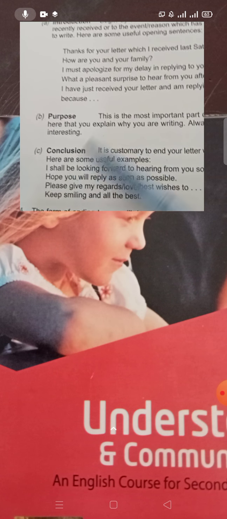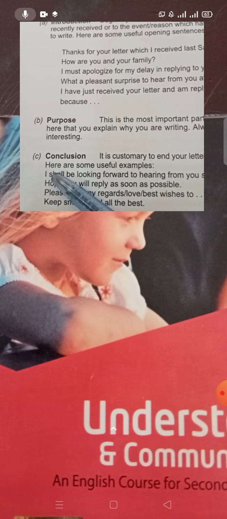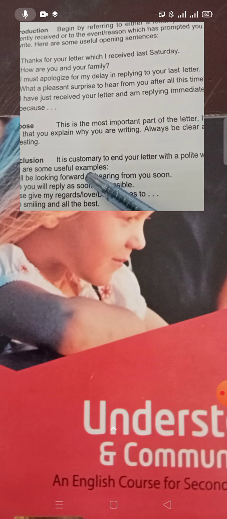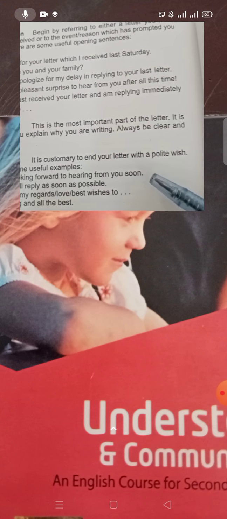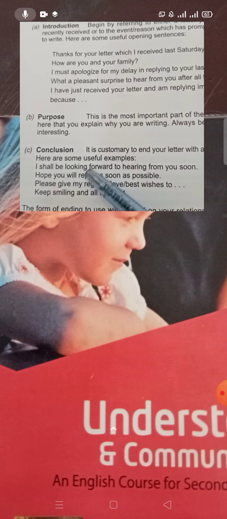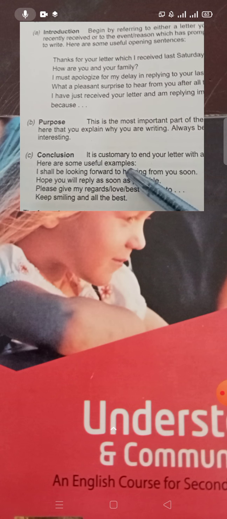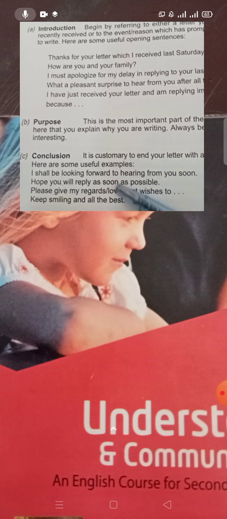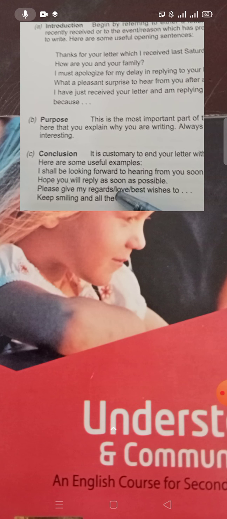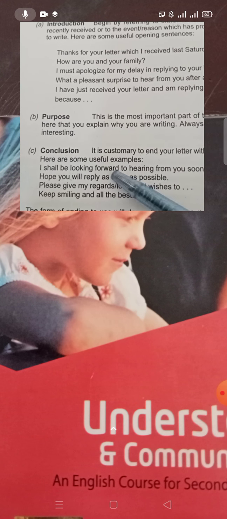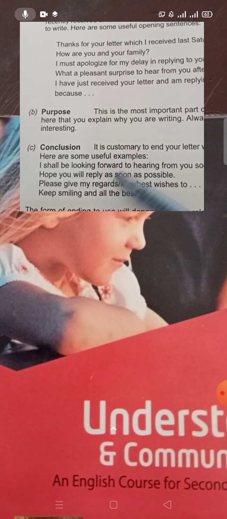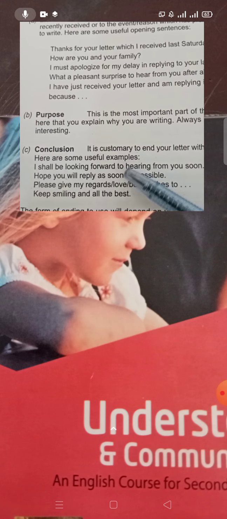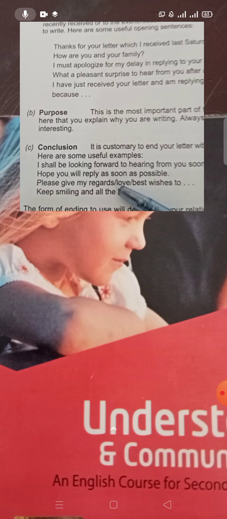At the end, when you finish your purpose, then the conclusion. It is customary to end your letter with a polite wish. Here are some useful examples. When you conclude, when you end your letter, you may take any of them. Take any one, or you can write other lines yourself as well.